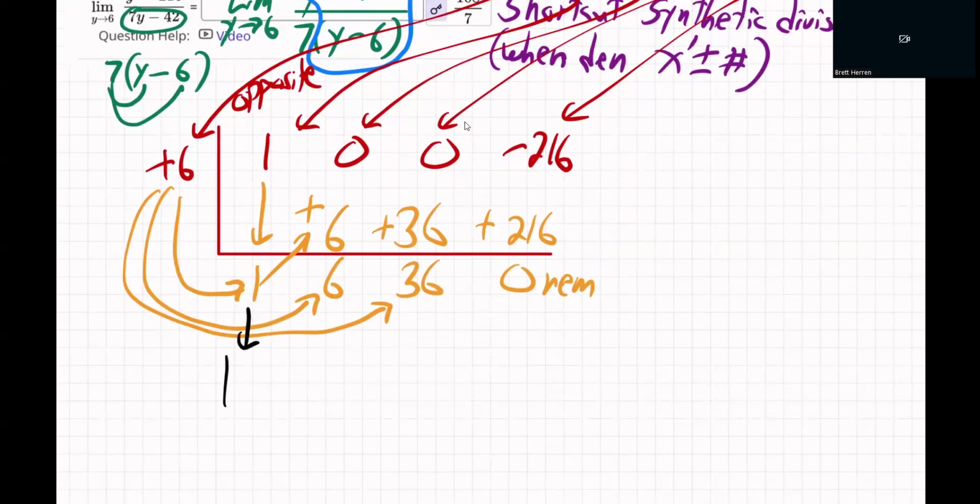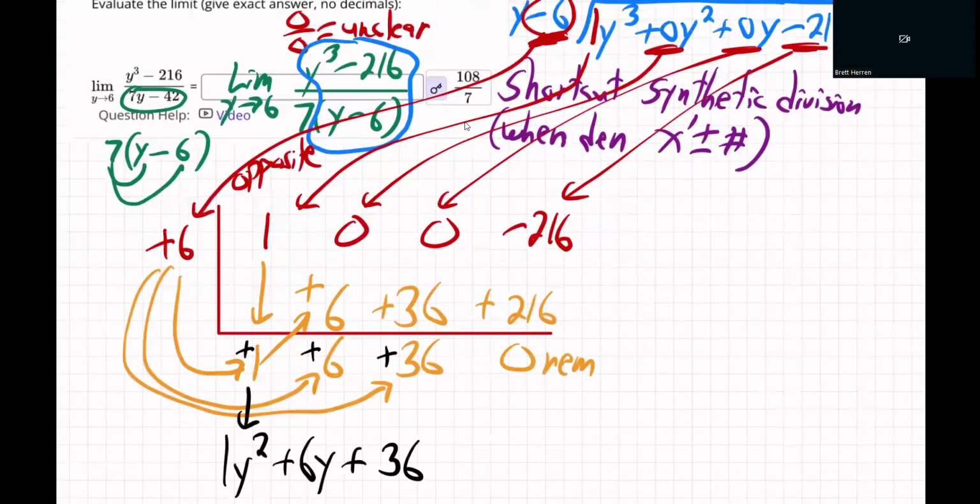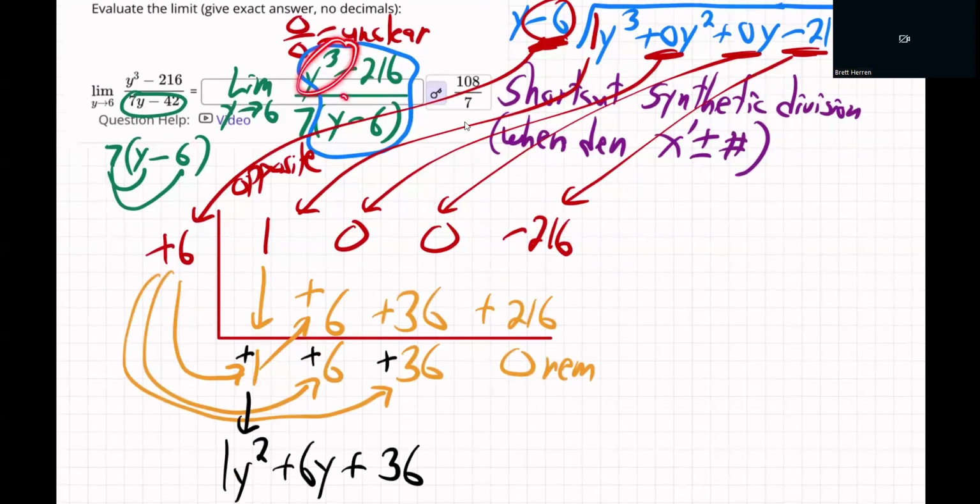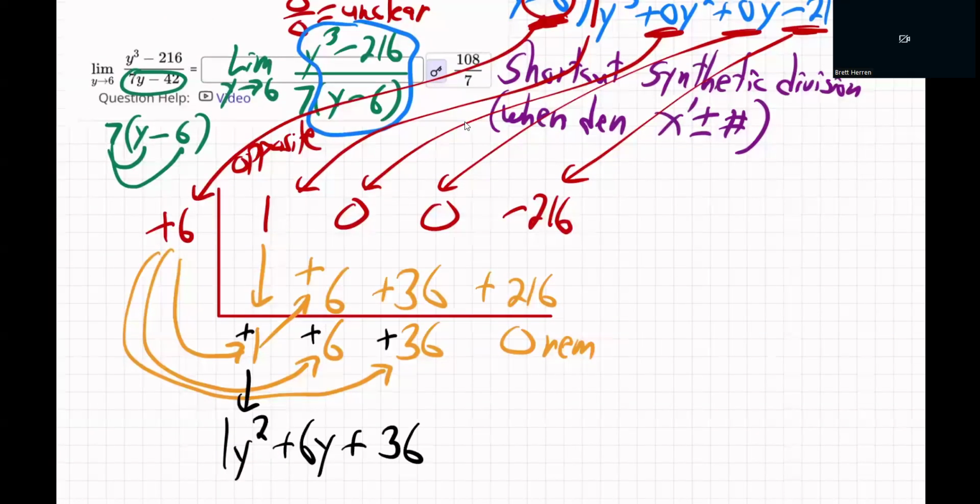So this is 1. It's going to be y squared plus 6y plus 36. They're positive because there's no negative signs there. How did I know it started with y squared? Well, the original right here is y cubed, and we're dividing by y to the first power, so it's going to be y squared.